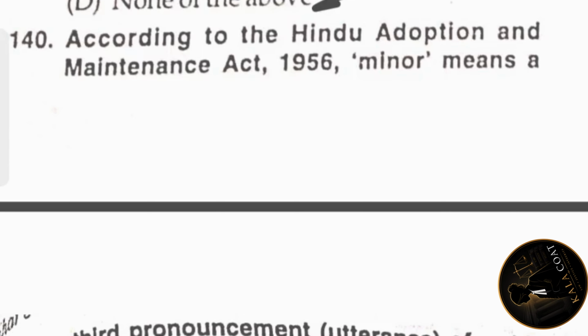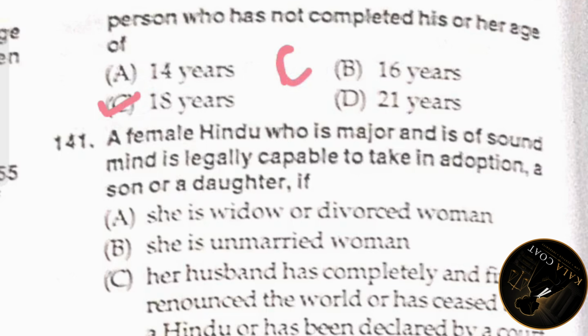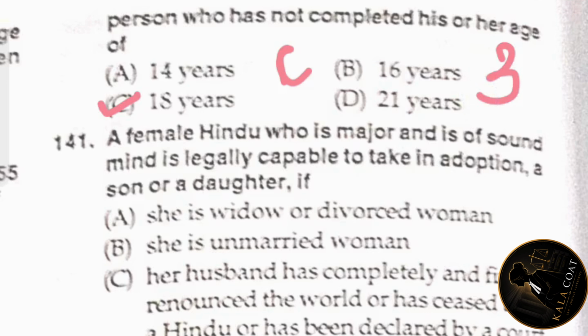Question number 140. According to the Hindu Adoption and Maintenance Act 1956, minor means a person who has not completed his or her age of 14 years, 16 years, 18 years or 21 years. Correct answer is 18 years. Option C is the right answer. And it is provided under Section 3 of the Hindu Adoptions and Maintenance Act.